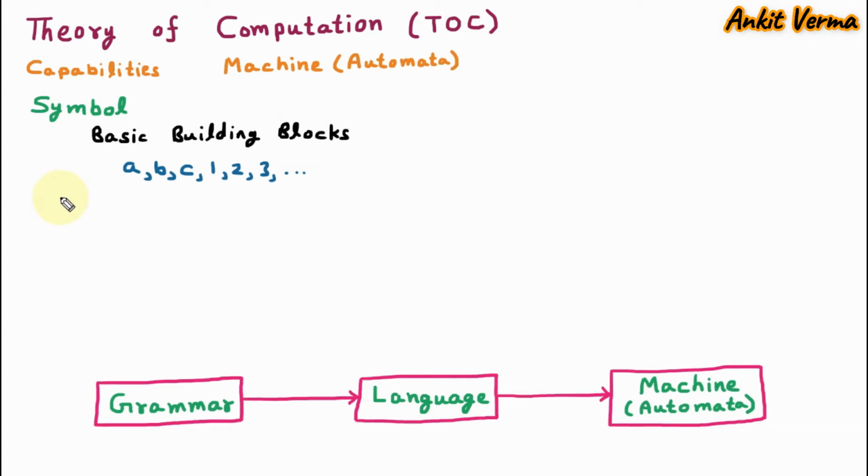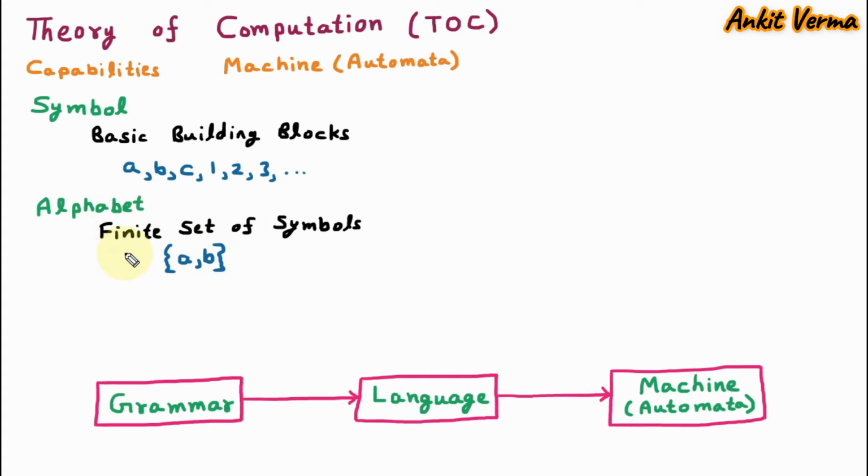Next thing is alphabet. These are the finite set of symbols. Finite means limited. So it is the limited set of symbols. So out of all the symbols, we are taking some limited symbols. Let's say we are taking only A and B. So these are the finite and we are putting them into a set. So this is the finite set of symbols.